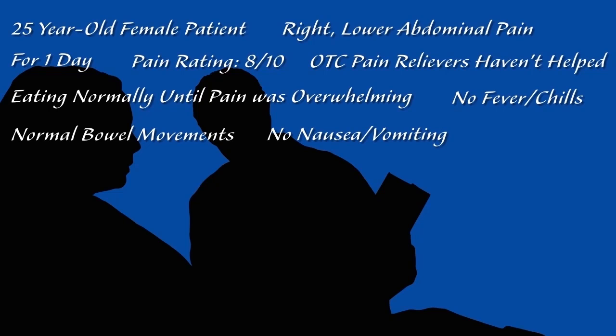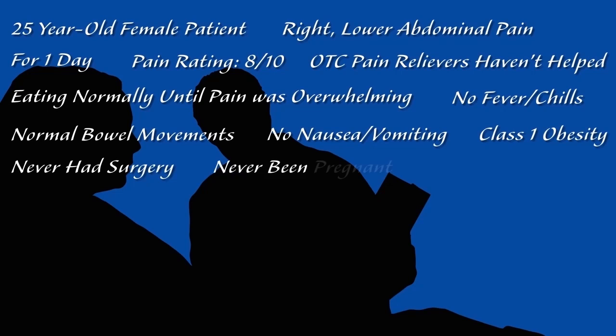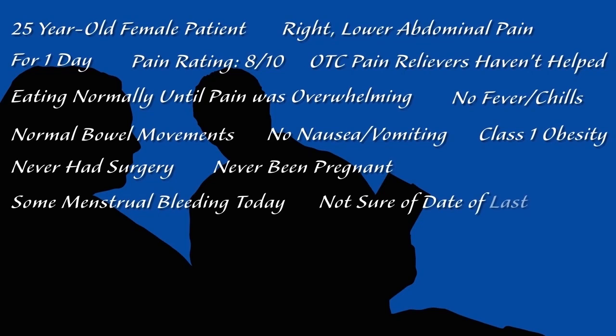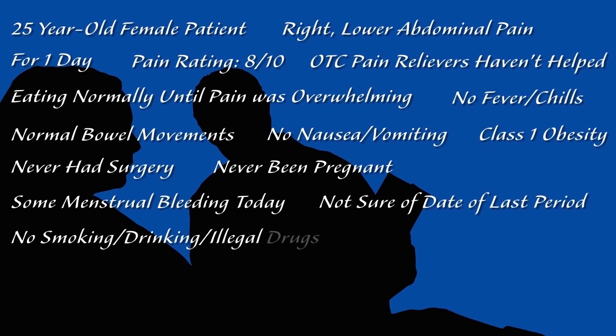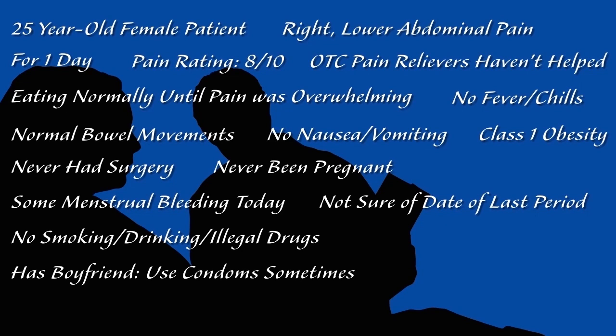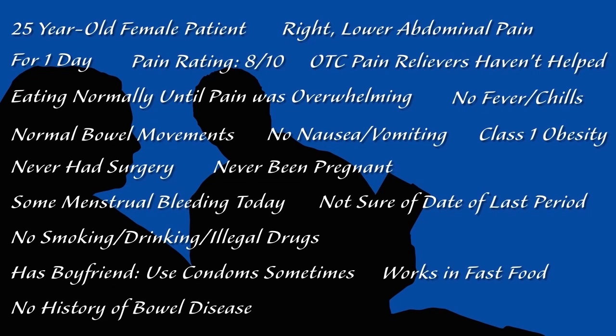She's healthy with no medical conditions other than class 1 obesity and has never had surgery. She's never been pregnant that she knows of. She thinks she may be starting her period today and is bleeding a little. She can't remember when her last period was. She doesn't smoke, drink, or use any illicit substances. She has a new boyfriend, and they use condoms sometimes. She works at a fast food restaurant, no history of bowel disease or pain syndromes, and she's never had anything like this before. Your first micro skill?